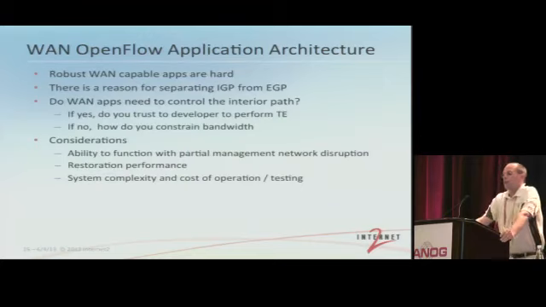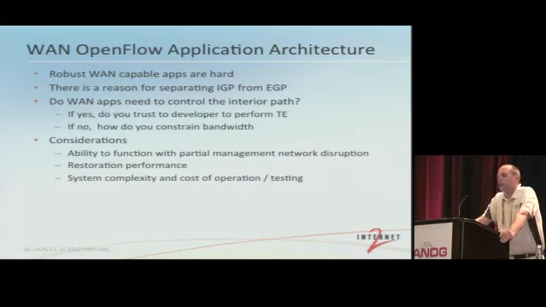So if you are considering writing applications, my general old man rant would be that robust WAN-capable apps can be kind of hard, right? Especially if you have to deal with restoration and topology discovery. There are reasons why, for instance, when you do IGPs and EGPs, you keep them separate, right? And I do question at times whether the majority of future WAN apps actually need to have full control of the interior path across a network.